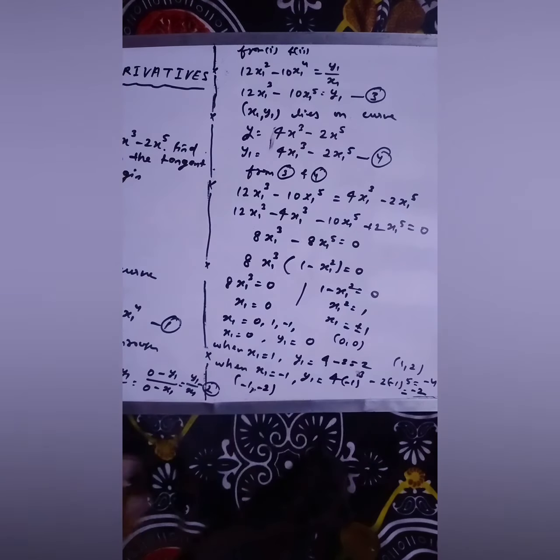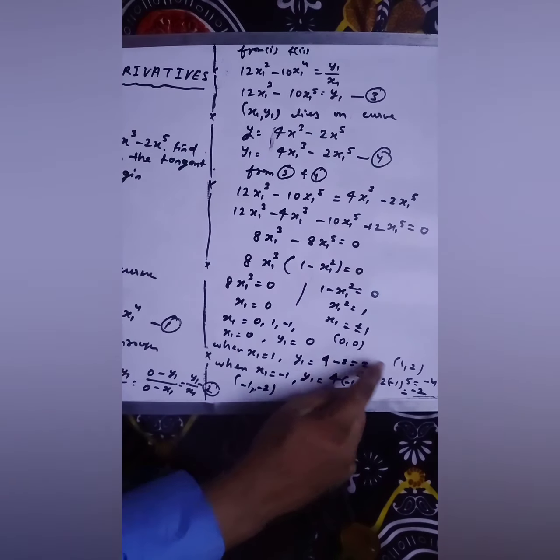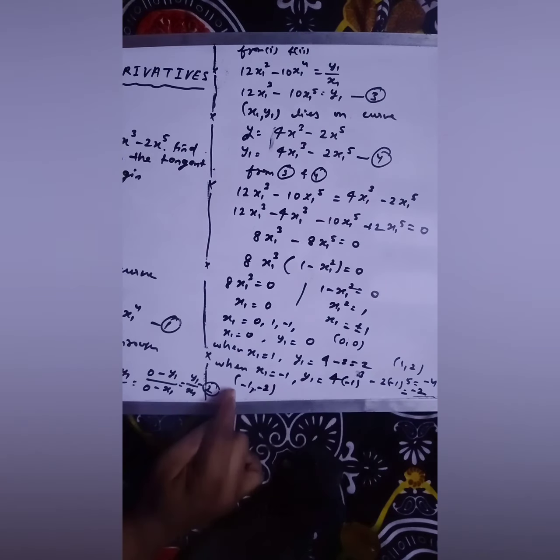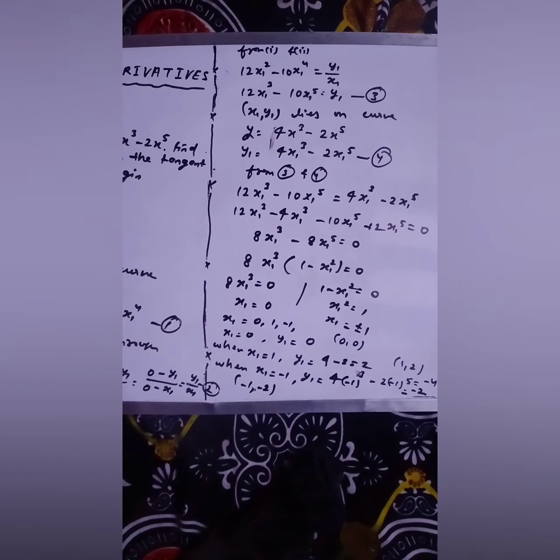So these are the 3 points which you will get. Okay, so we just have to find out the points. One point is 0 0, one point is 1 comma 2, and the last one is minus 1 comma minus 2. So this is how you can solve question number 18.